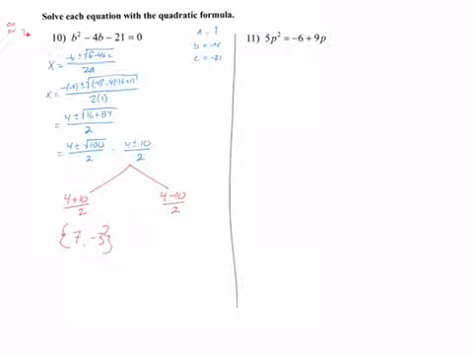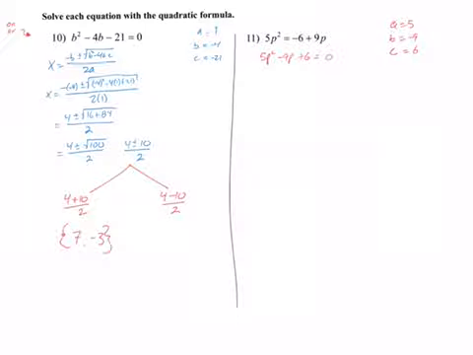Now here, number 11 is just a little bit tricky because it's not already in that standard form. So I'm just going to rewrite it there. So it's equal to 0. So it's going to be 5p squared minus 9p plus 6 is equal to 0. So that means my a is equal to 5, my b is equal to negative 9, and my c is equal to 6.